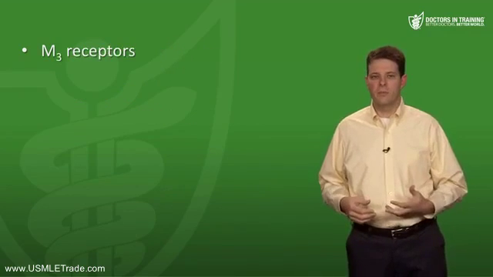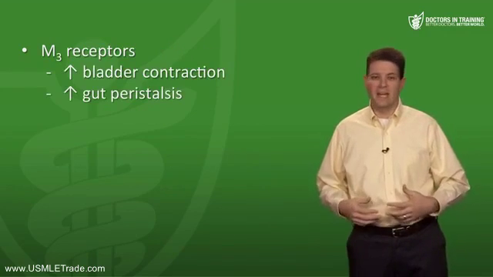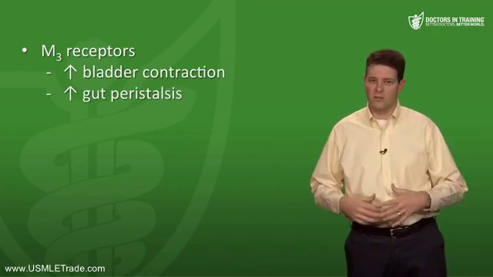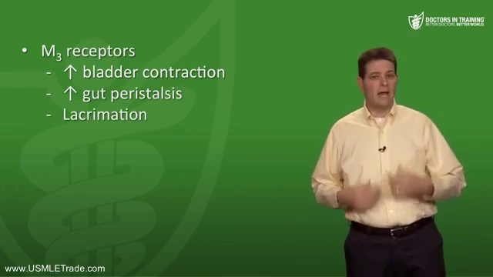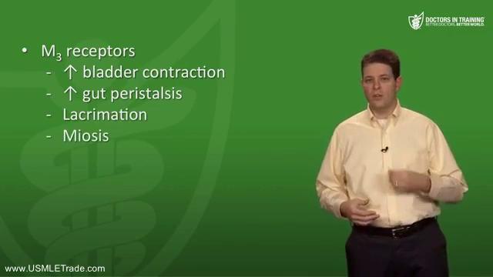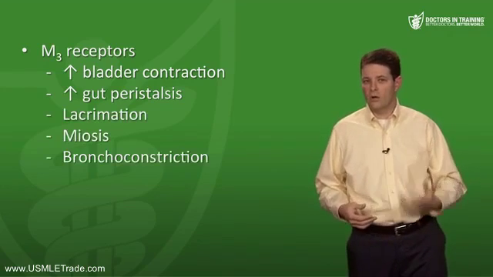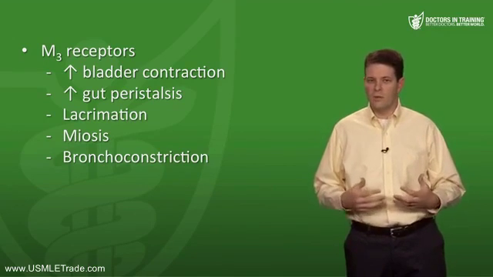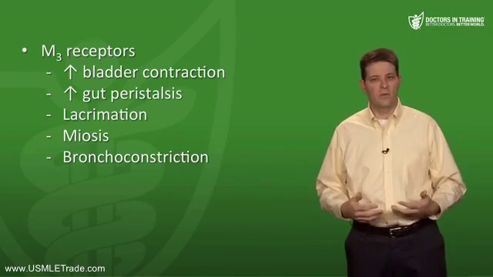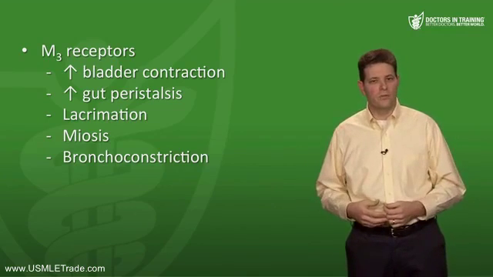And then the M3 receptors are going to increase bladder contraction and increase gut peristalsis, to start making things leaky, right? M3 receptors in the tear glands cause lacrimation or tearing. They also cause miosis, and they cause some bronchoconstriction. Now, you've seen all those parasympathetic effects before. You just need to recognize that there are different classes of muscarinic receptors in different target tissues.